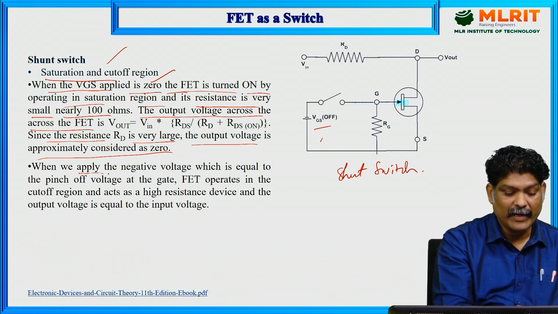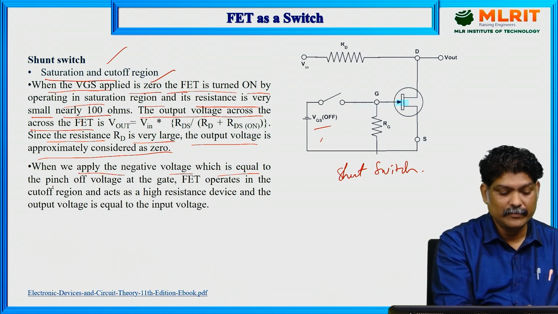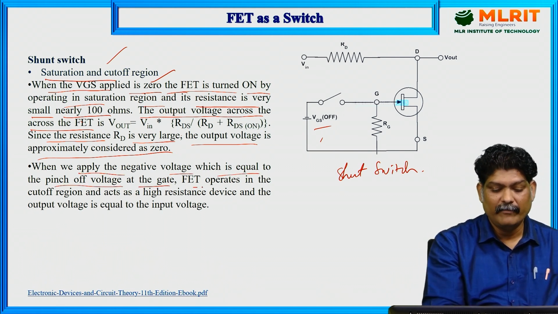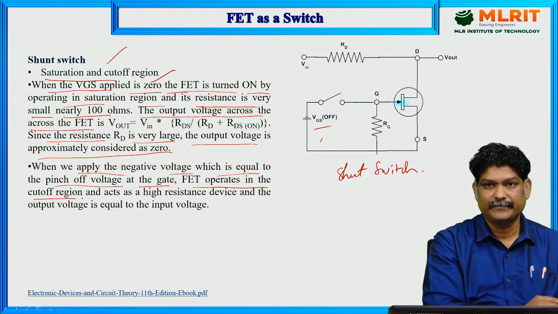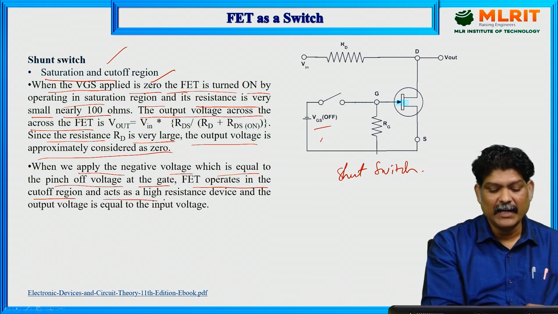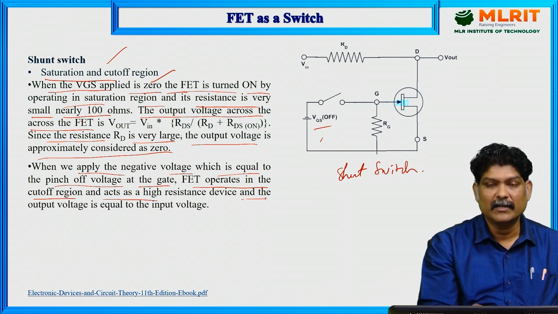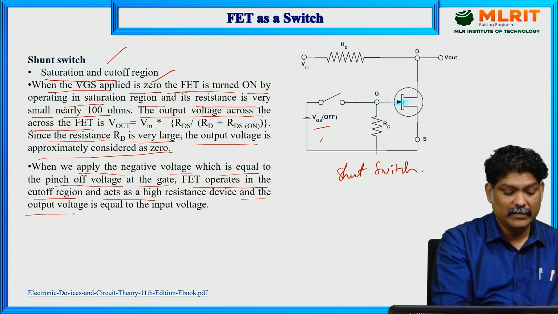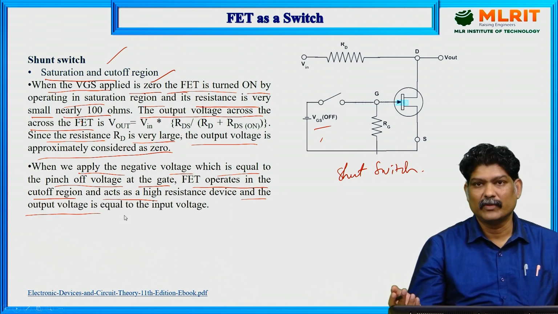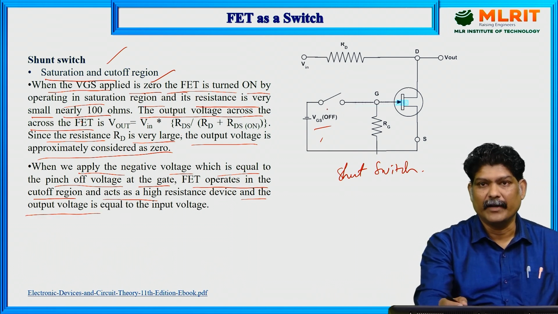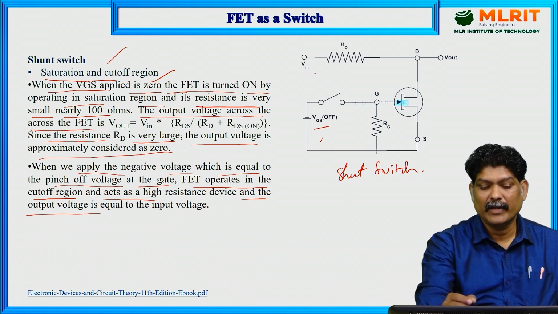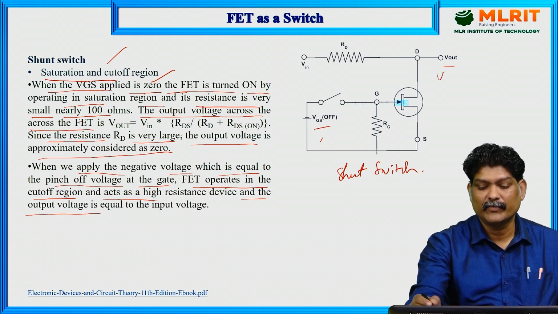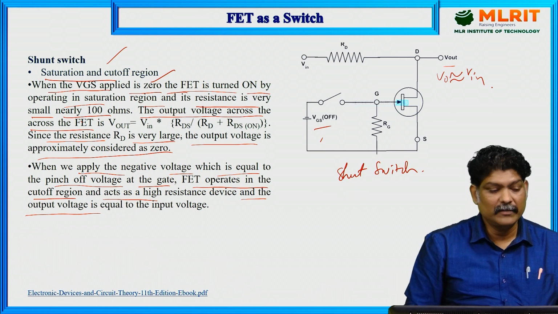So when we apply a negative voltage equal to the pinch off voltage at the gate, the FET operates in the cutoff region and acts as a high resistance device, and it does not allow current to flow. Output voltage is equal to the input voltage because here it is open. So whatever input we have applied directly goes to the output. So Vo is approximately equal to Vin. This is about a shunt switch.